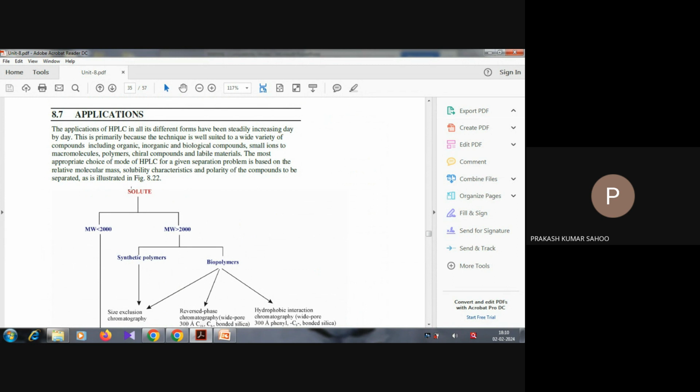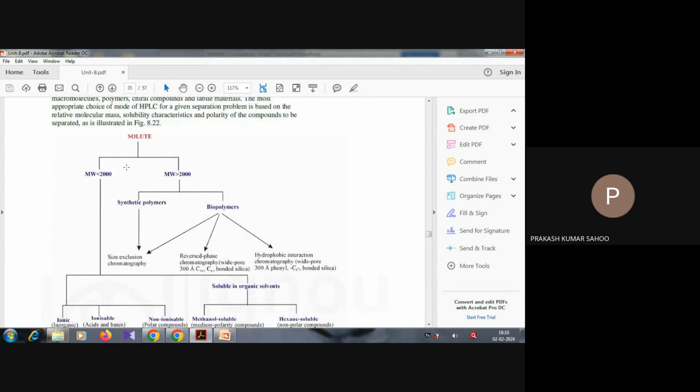If the solute, that is the component to be separated, has a molecular weight less than 2000, the separation procedure is a little bit different than when the molecular weight is greater than 2000. So let's start with greater than 2000. If the molecular weight of the component is greater than 2000, then it may be a synthetic polymer or a biopolymer. If it is a synthetic polymer, then the process of size exclusion chromatography will be applicable.